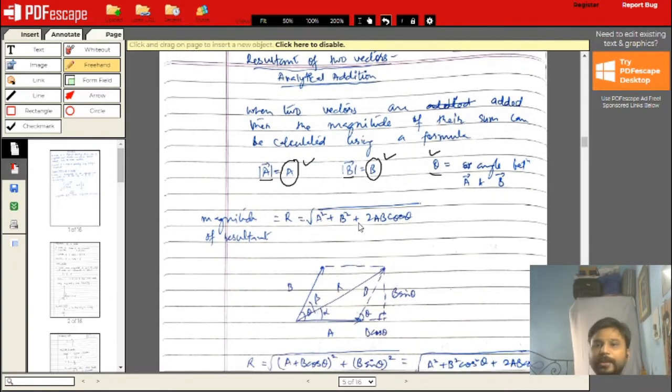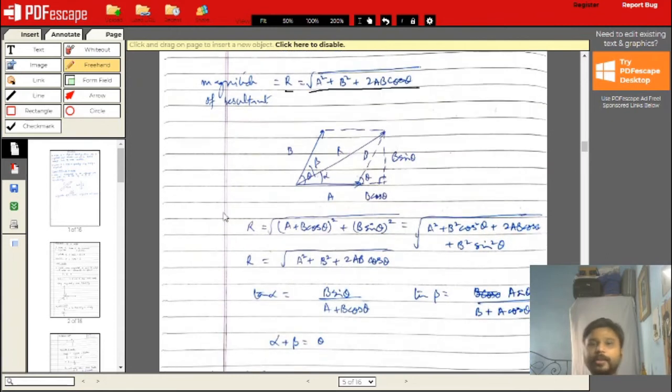So what we do is that first we find the magnitude of the resultant. The magnitude of the resultant is represented by R, and its value, which we are going to calculate, is going to be the square root of A square plus B square plus 2AB cos theta. This formula is similar to (A plus B) whole square, with the cos theta in the 2AB term. So how do we arrive at this formula? There is a small derivation.